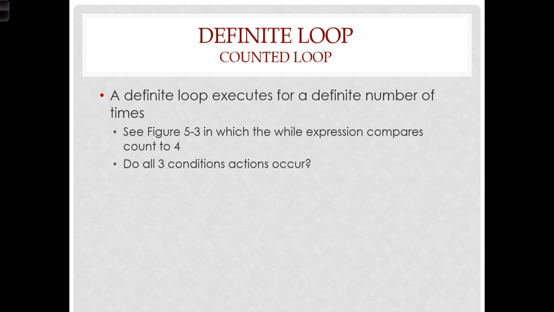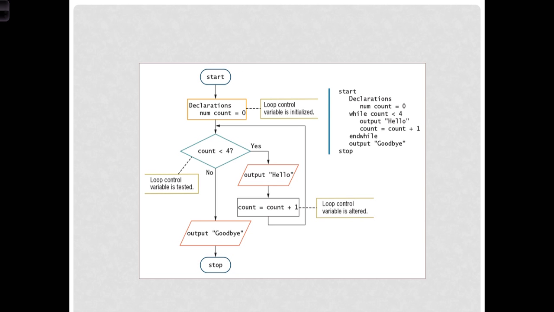So my question is, do all three of those necessary actions occur? So here's our diagram, and we'll see that there are some declarations, there is a decision, and so on. And what we're interested in this loop is, do we have the first condition met? Well, one, the count is initialized. So we'll notice in this block that count is determined to be a number, and it's set equal to 0. So it is initialized.